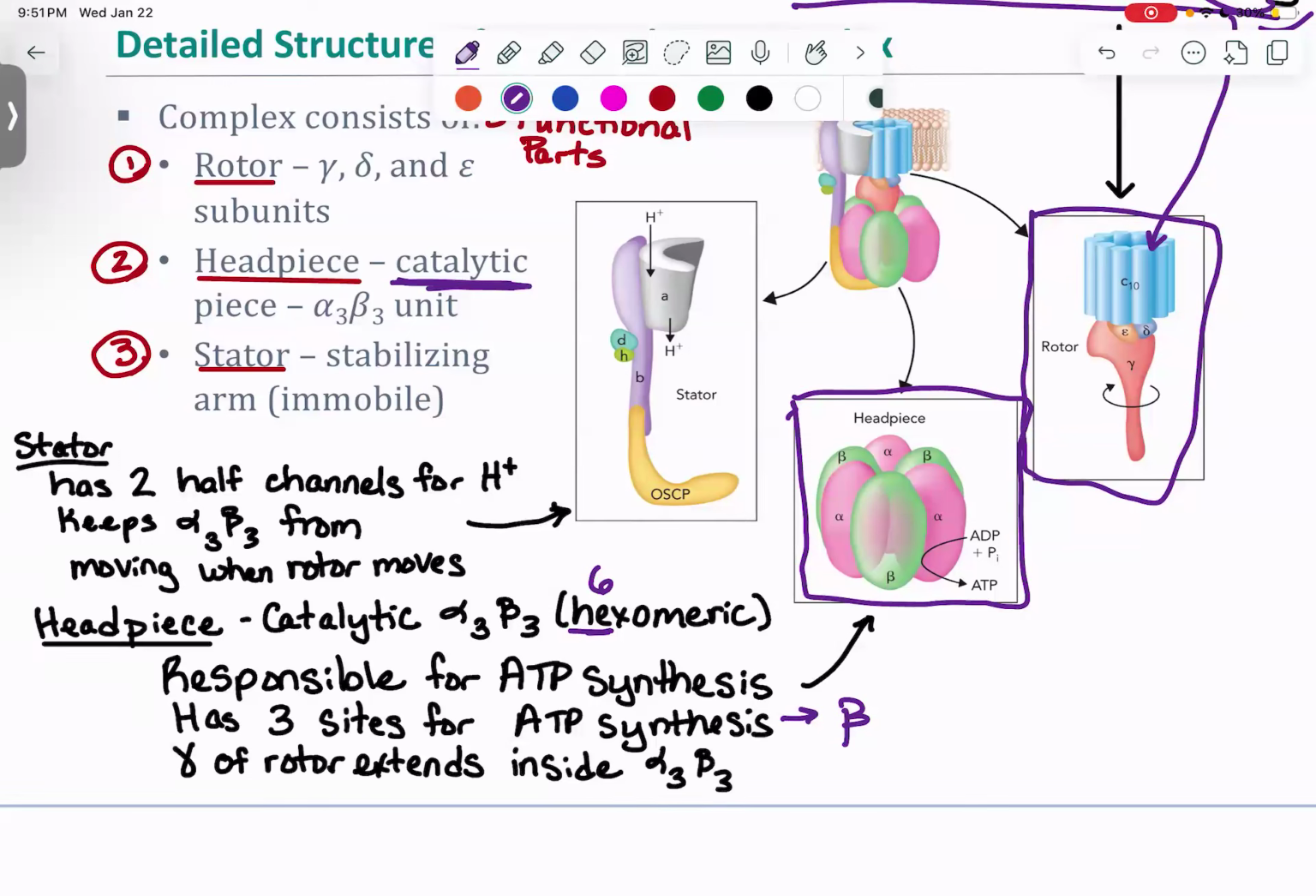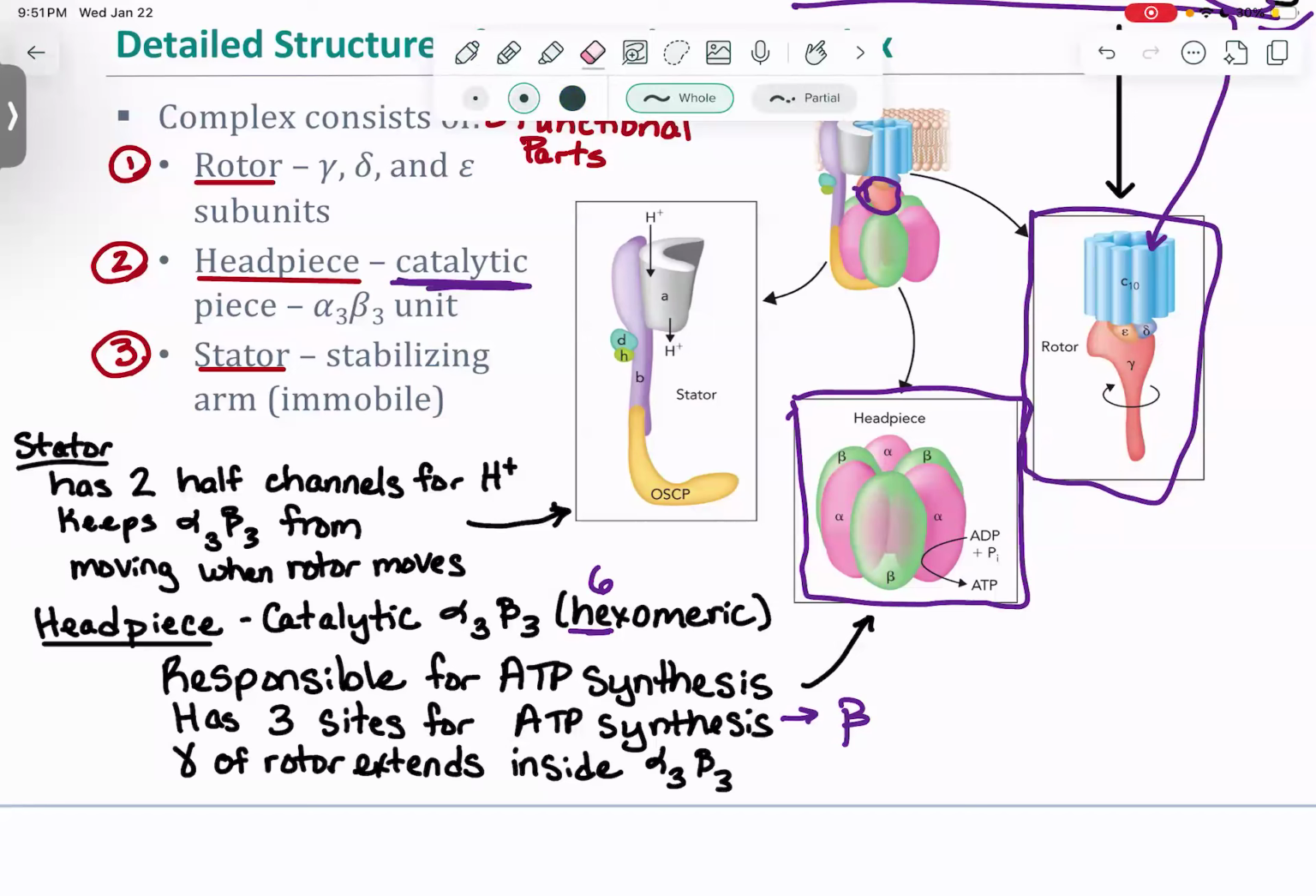What's important to remember as we're looking at this is that these aren't separate in the cell. If you see this rotor, this is the bulgy part at the top of the rotor. And this piece down here actually extends down the center of the headpiece. As that rotor moves, it induces conformational changes, which results in ATP synthesis. And we're going to talk about how that works in just a second.